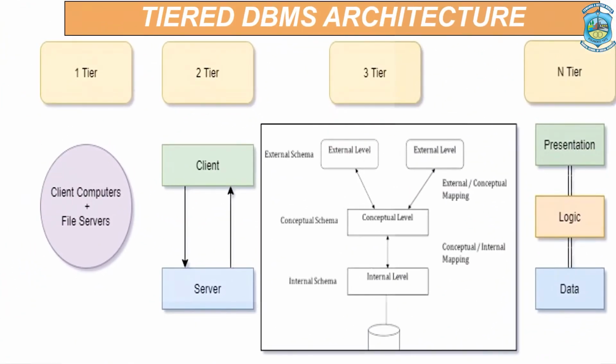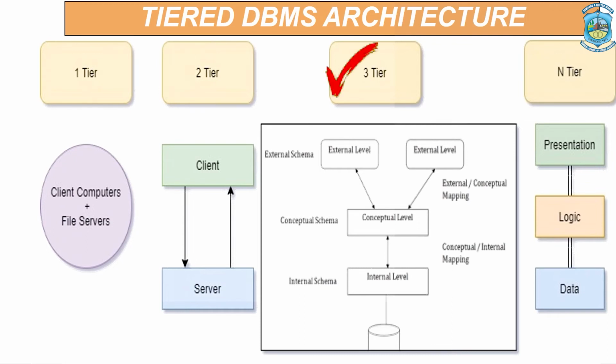Now we come to tiered DBMS architecture. We have already seen the three-level architecture. This is called a three-tiered model. We also have one-tier, two-tier, and obviously the three-tiered model. The one-tier DBMS model has client computers plus file servers inbuilt in a single system. This is an old version in which all the things are kept in one system. Then we have two-tier, which works on the principle of client and server. A server contains all the required details and the client requests services from the server.